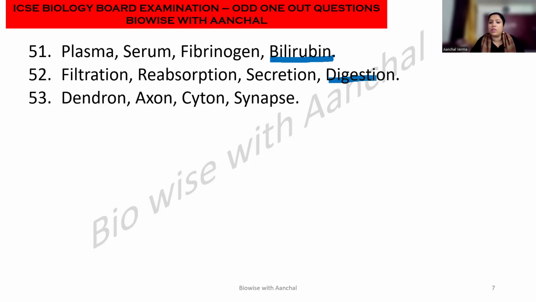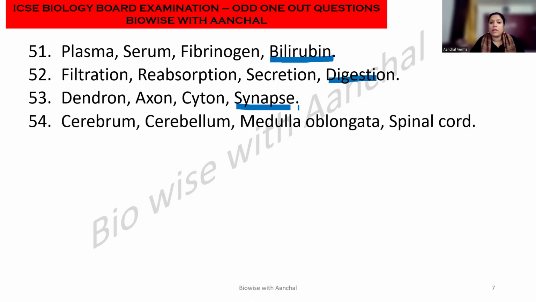Dendron, axon, cyton, synapse. Now, dendron, axon, cyton, and synapse. Synapse is a junction between the two neurons, but the rest are the parts of a neuron. Cerebrum, cerebellum, medulla oblongata, spinal cord. Here, spinal cord, because the rest are the parts of the brain.